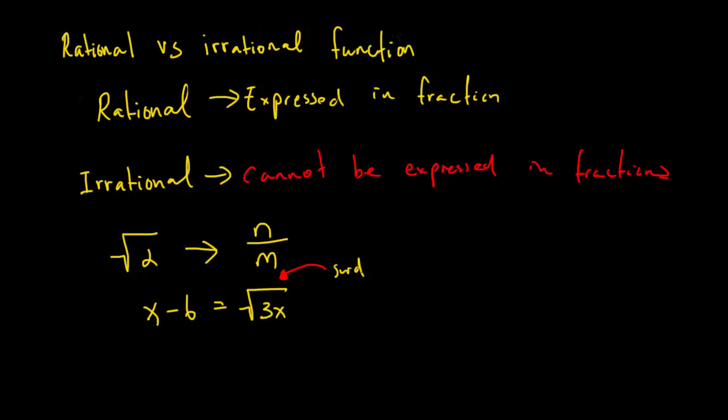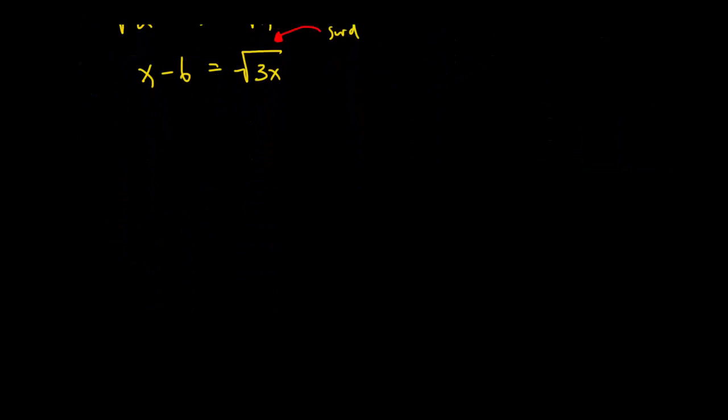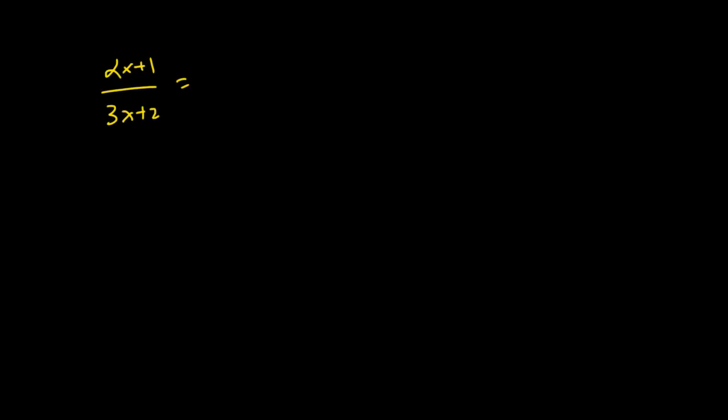Okay, so let's talk about rational functions first. So rational functions are really easy. 2x plus 1 over 3x plus 2 will give me 5. Okay, so a common method of solving rational functions would be cross multiplication.